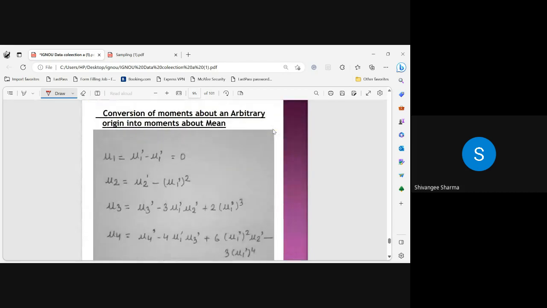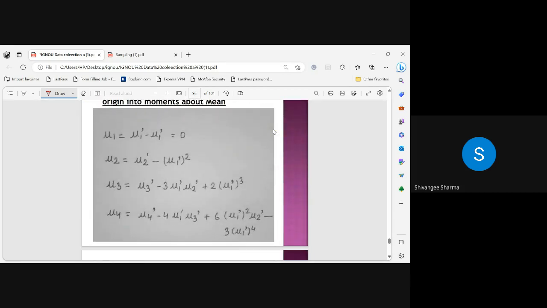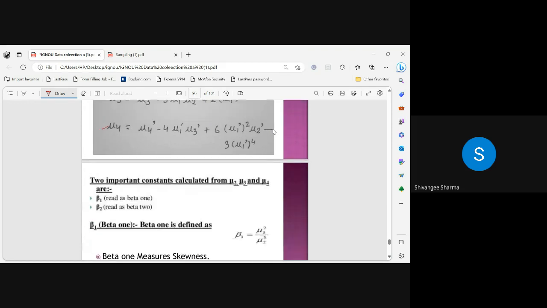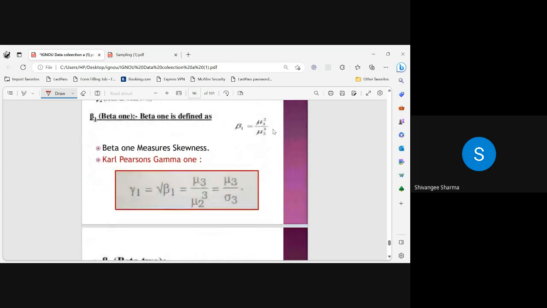And now you have to convert all those moments into actual moments, right? Because you have taken an arbitrary origin or the assumed mean for the calculation. So these are the formulas for converting your assumed moments to actual moments, and then you apply it in the formula, which is like this: mu3 upon mu2 cube, or you can say mu3 upon standard deviation cube.